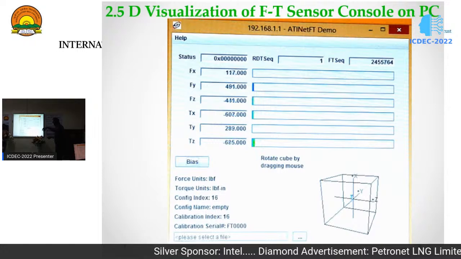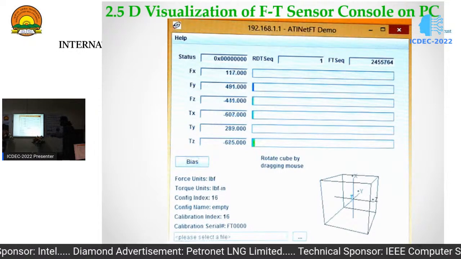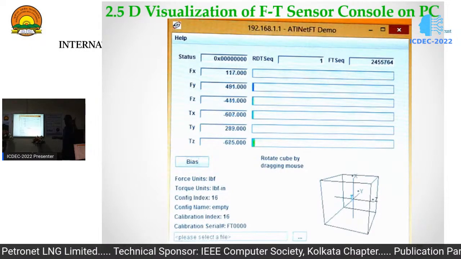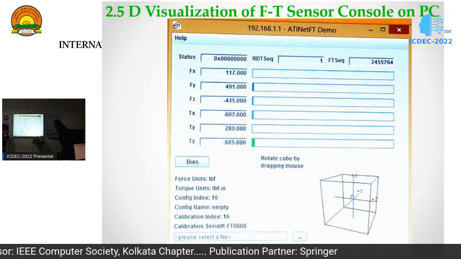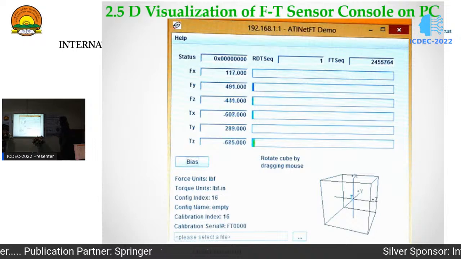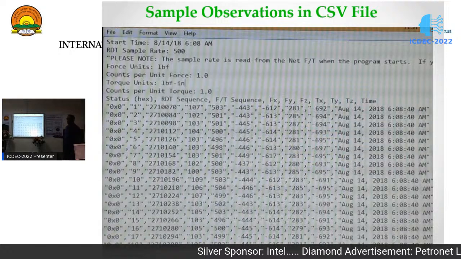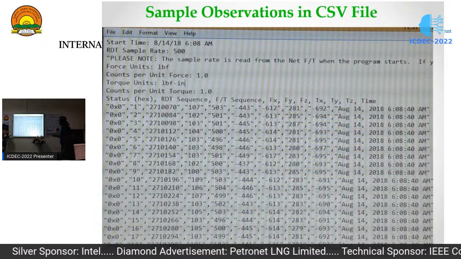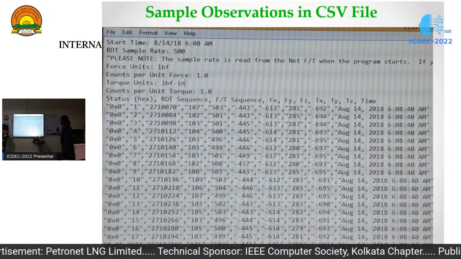If you are pressing the sensor, the torque slider is moving like this. These are the units: force unit, torque unit, configuration index. It is related to the calibration of my sensor. And one more thing, collect streaming. From here you can collect the data. This is the sample observation in my CSV file, comma separated value file. As you are able to see, this is fx, fy, fz, tx, ty, tz, like this.